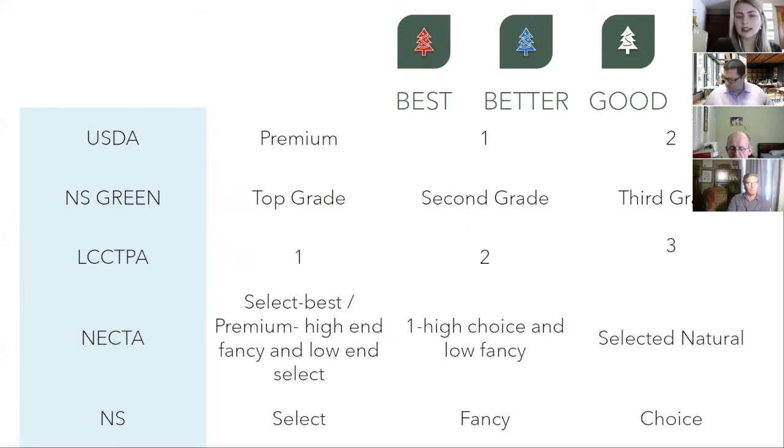So regardless of what system you use when you talk to other growers or you talk to retailers, what's important to keep in mind is that you need to get that definition set in stone of what's best, better, and what's good, so that you're all working off the same kind of thought process. That way you're able to compare between different systems.